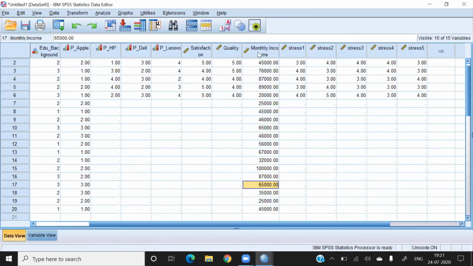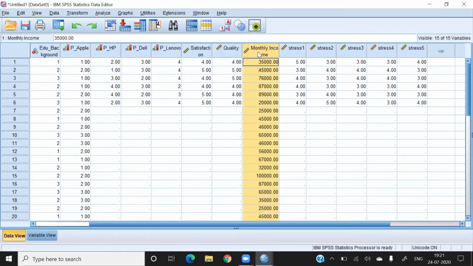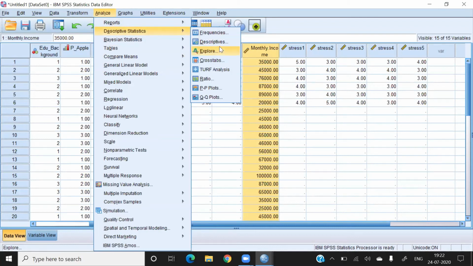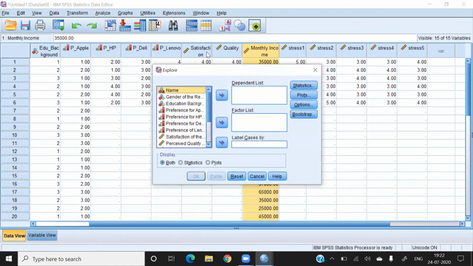We have the monthly income data here, and I want to check whether it is properly normally distributed or not. So I go to Analyze, Descriptive Statistics, and I go to Explore this time. So click on Explore. Take the variable, monthly income, into the dependent list, and after that, you can see one of the options called Plots. This is a very important option.